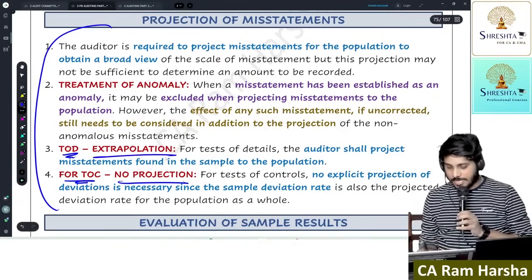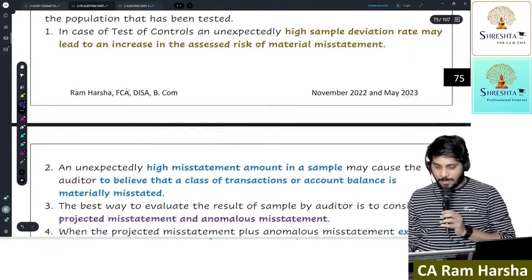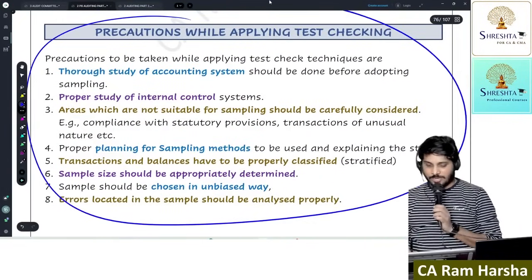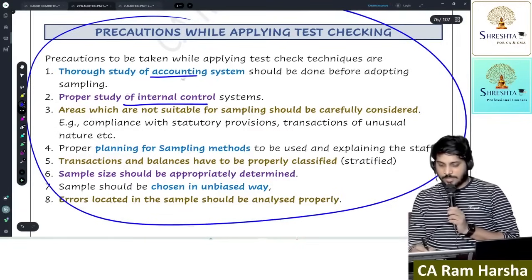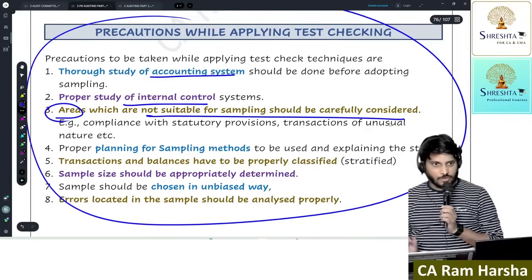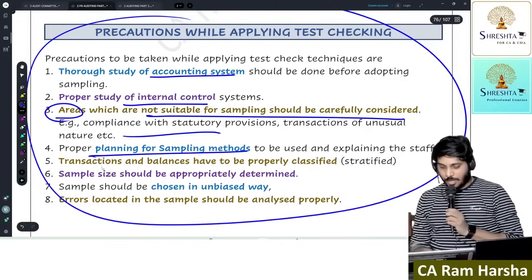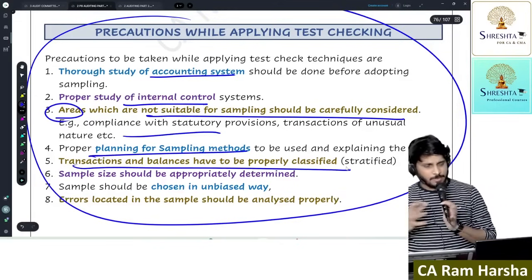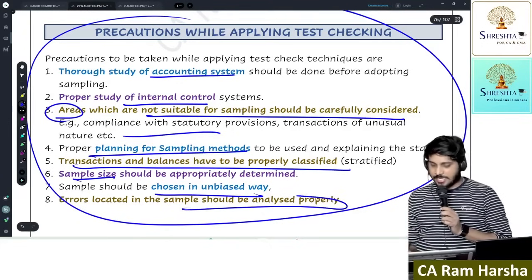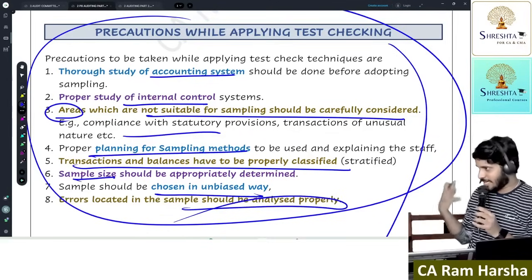Whereas in test of details, extrapolation is required. What is anomaly? What is the treatment of anomaly? How to evaluate sample results? What are the precautions you should take while applying test techniques? First understand the accounting system and internal control system. Identify areas which are not suitable for sampling, like statutory areas, and plan for sampling methods. All the transaction balances shall be properly classified. Determine the sample size, select in an unbiased way, and the result must be analyzed properly. These are the precautions to be taken whenever you decide to apply sampling.